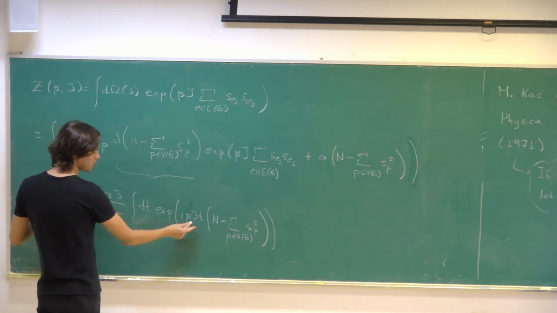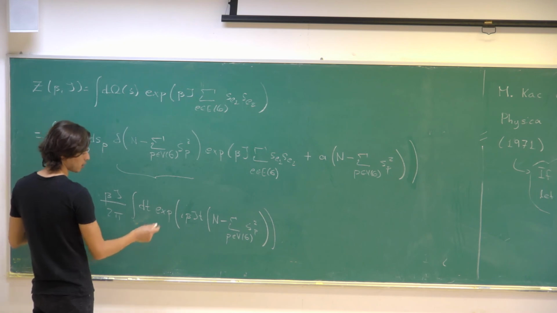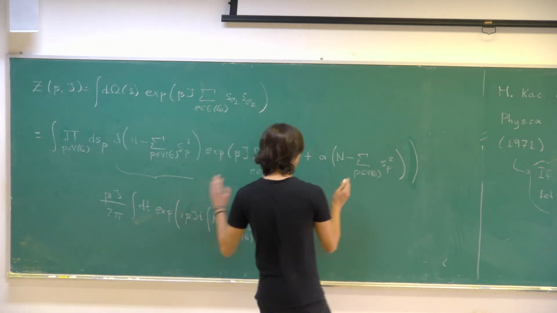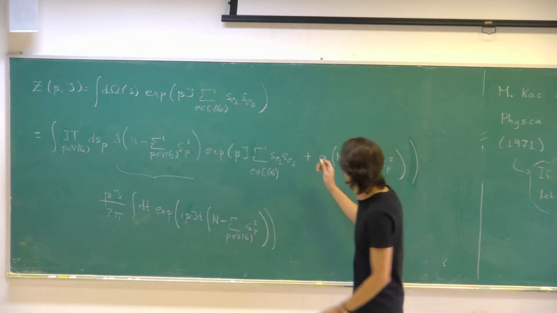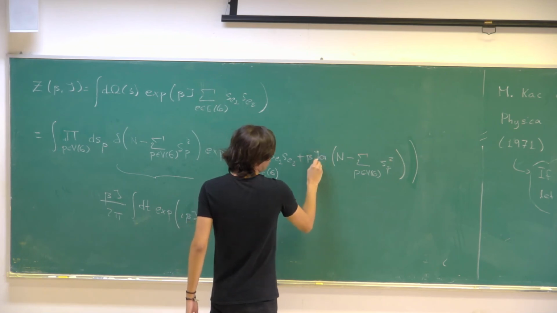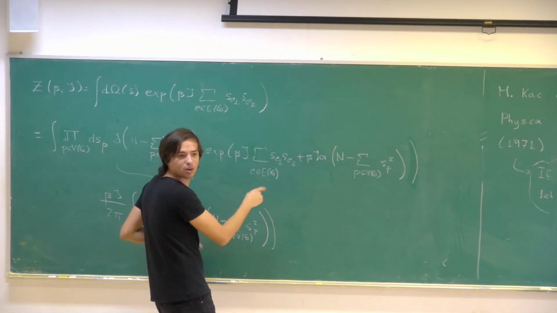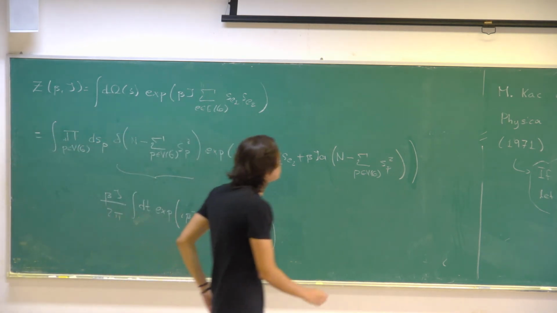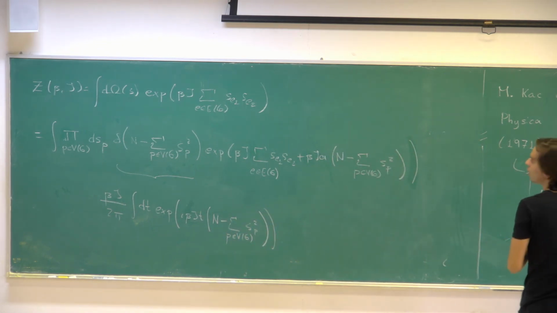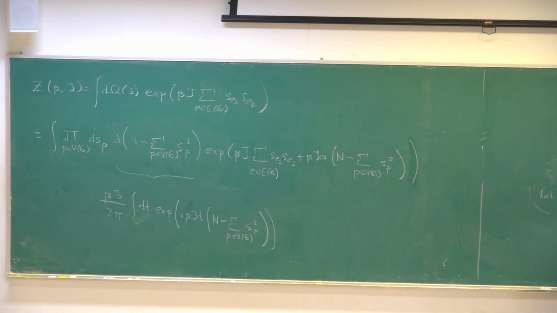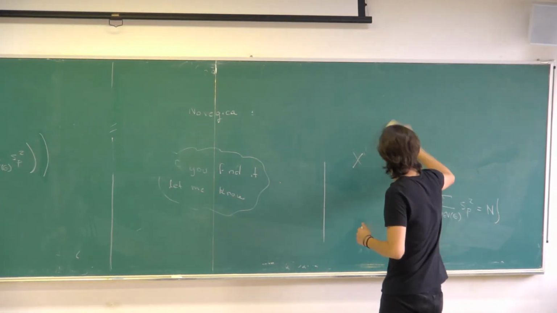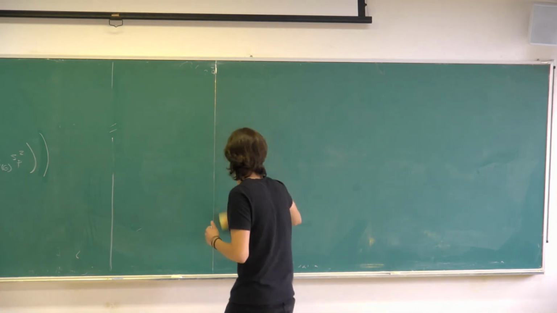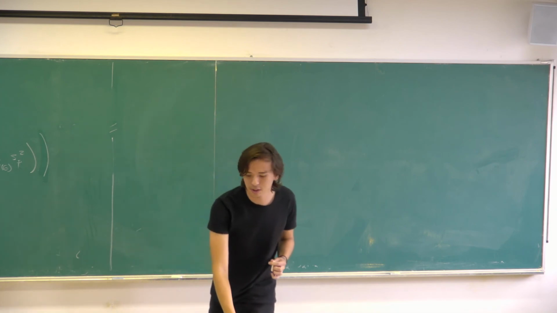The reason why I put this extra beta J factor is that eventually this exponential is going to mix with this exponential, and these terms are going to combine. If I don't want any extra funny factors, I just have to put this extra beta J. So once I do this, my partition function becomes a Gaussian integration.